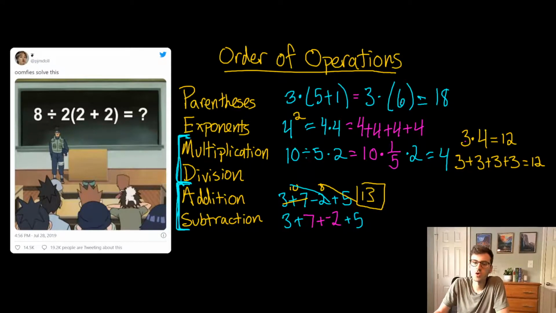Something I want you to know, if you were to just see something like 3 parentheses 6, like this, it's assumed that we're multiplying, okay? 3 parentheses 6 means 3 times 6.